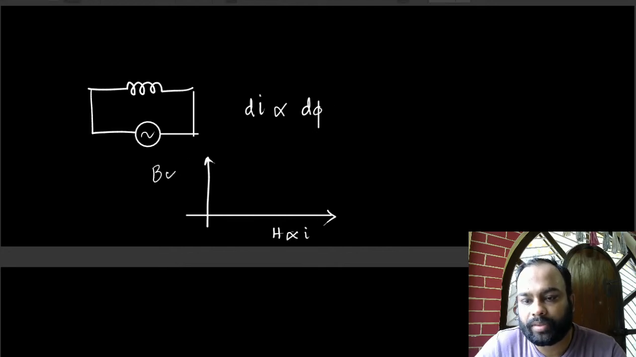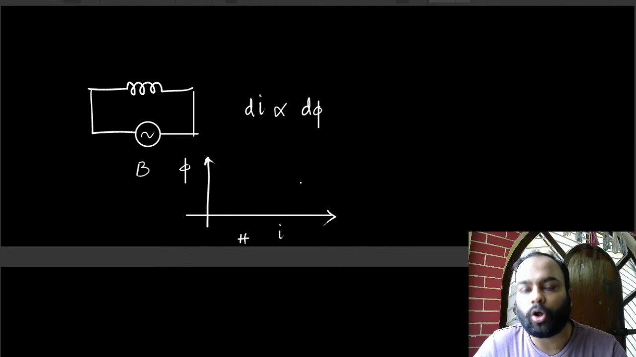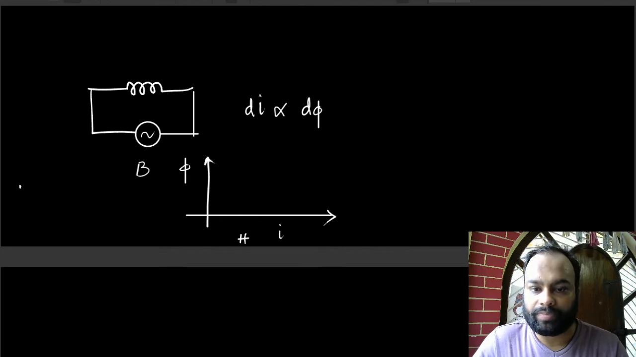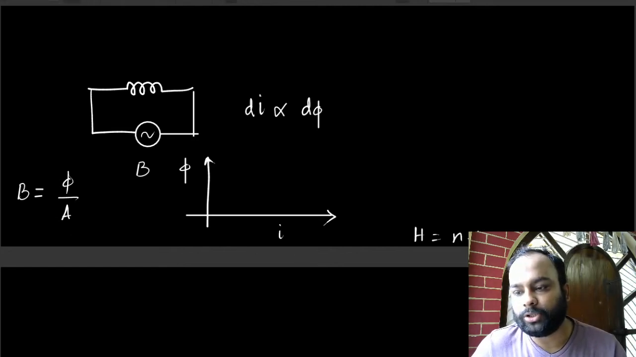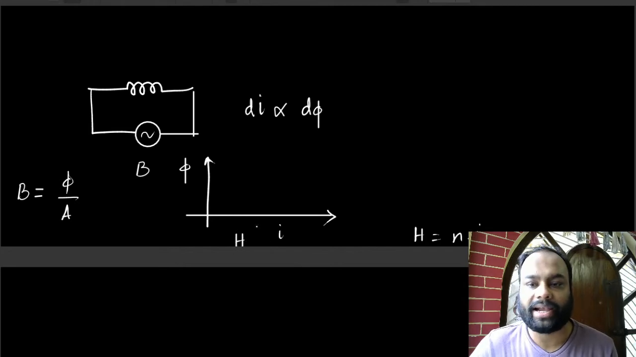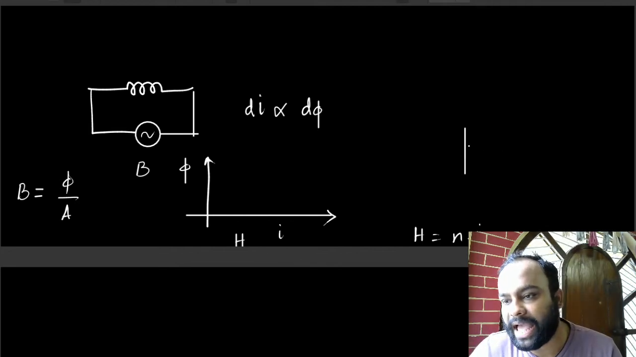So yes, B is proportional to φ here. So for a BH curve, I can also write this as a φ-I curve. So if this could be a BH curve, this could also be a φ-I curve, because B is directly proportional to φ. B is just φ divided by area, and H is nothing but the number of turns times the total amount of current, so ampere turns. So instead of a BH curve, I can write a φ-I curve. But the idea is, for a ferromagnetic material, for an inductor, if I have an inductor which is a coil wrapped around a ferromagnetic material.